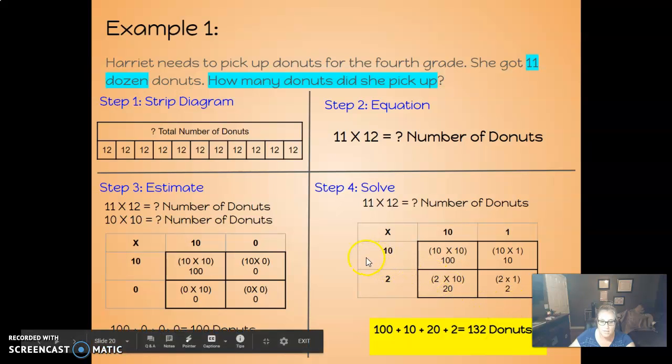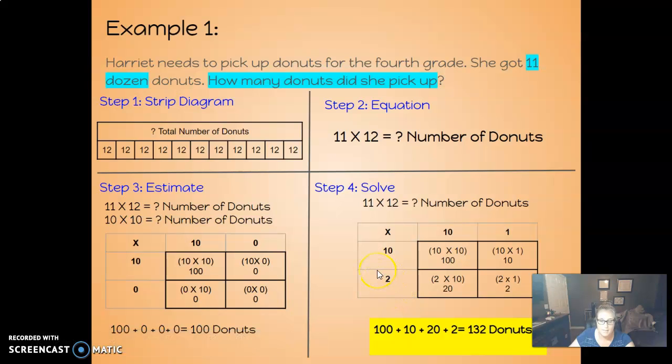Now I'm going to check with my estimate to make sure it's kind of close, because that's the whole point of doing an estimate, to help make sure our answer is reasonable. So I said that our answer is 132. I said my estimate was going to be 100. 100 and 132 are pretty close, so I feel pretty good about my answer.